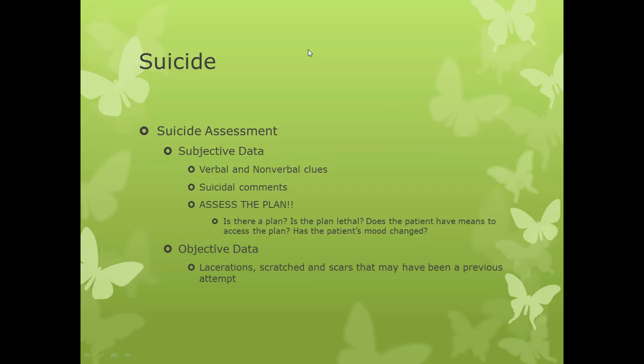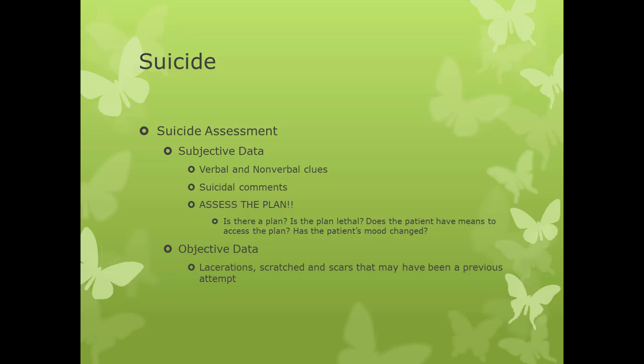Suicide. So when we have somebody that has actively stated that they want to commit suicide, we need to be really in tune to a lot of things. So subjective data: what are their verbal clues, what are their nonverbal clues, what are their comments regarding suicide. When they're talking about their plan, as a nurse, we need to always be thinking, okay, is there a plan? Yes, they may have a plan. Is this plan lethal? Well, it depends on, are they taking 30 Vicodins or are they taking 30 stool softeners? Well, the Vicodins are going to be a lot more lethal than the stool softeners.